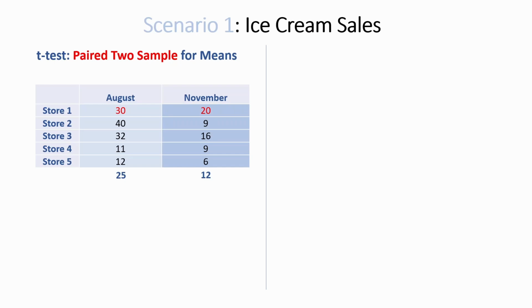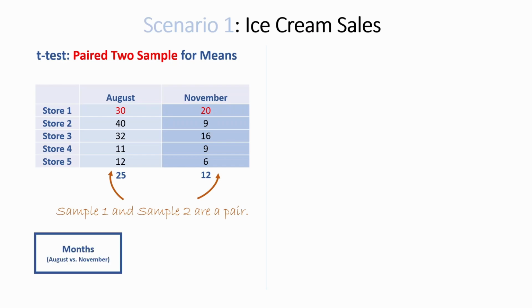The t-test here tries to see whether these two means are significantly different or not. Here, the first column and the second column are 2 samples, and they are a pair. What does it mean? Let's look closely. We look at the 2 numbers in the first row, which are 30 versus 20. These 2 ice cream sales numbers are from the same store, store 1. So that's why we call it a pair. It's a pair of data.